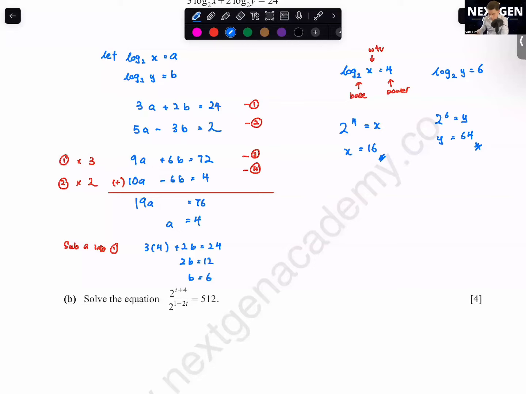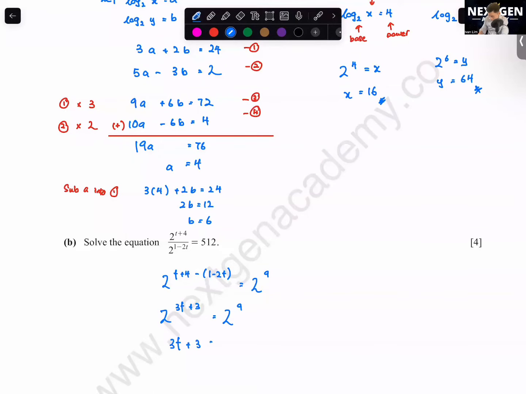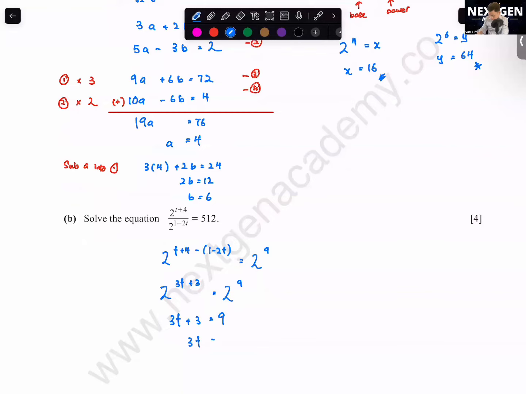Solve the equation 2 to the power of t plus 4 over 2 to the power of 1 minus 2t, equals 512. We gotta change it to base 2 first. So 2 to the power of t plus 4 over, this time I can write as minus 1 minus 2t, equals to 2 to the power of 9. Simplify the left hand side, 2 to the power of 3t plus 3 equals 2 to the power of 9. 3t plus 3 equals to 9, 3t equals to 6, t is equals to 2.